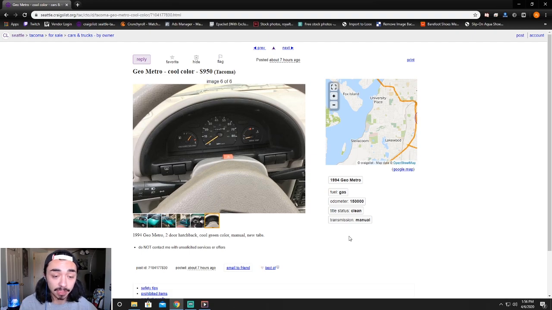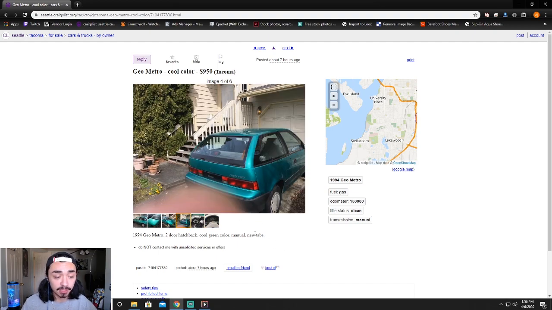Now, if it is available, I would schedule a time to meet with them. I wouldn't ask for more pictures or anything like that unless you really need some more confirmation if you want to go see this vehicle. But I normally just go for the easy ones on Craigslist. My next step would be going to contact this person.